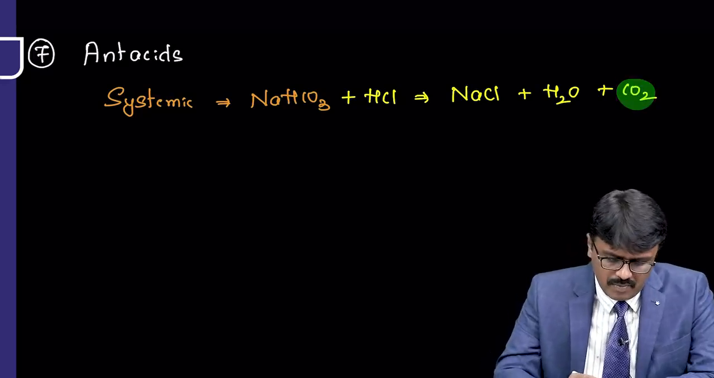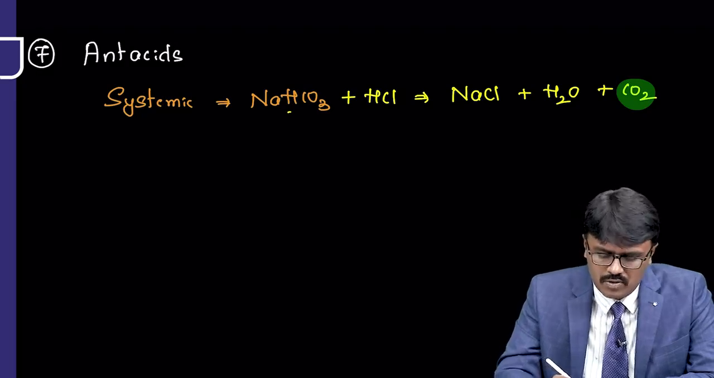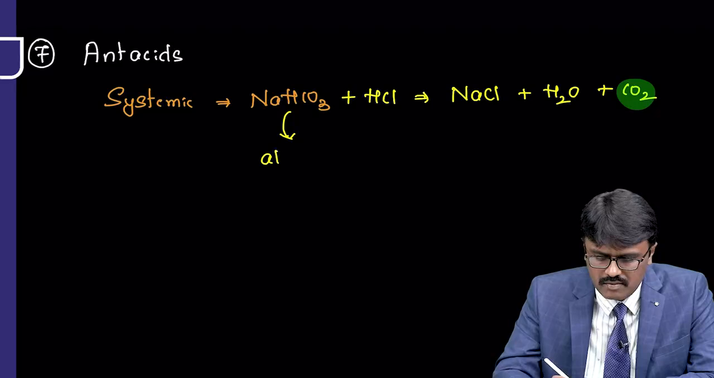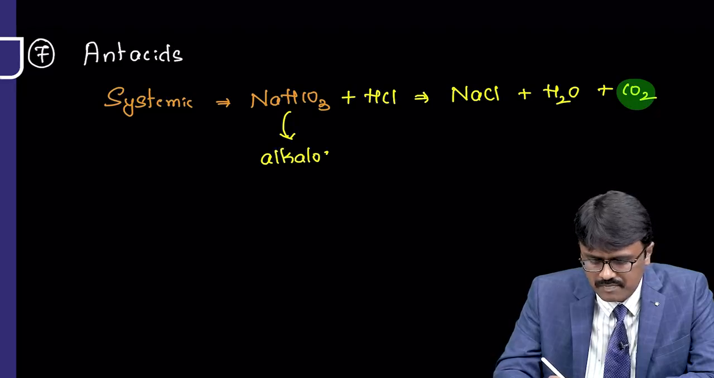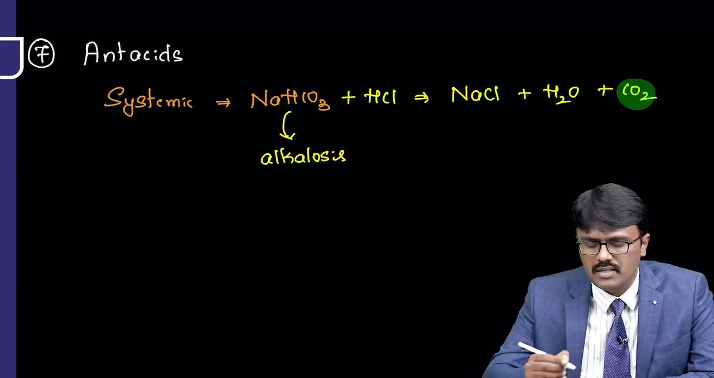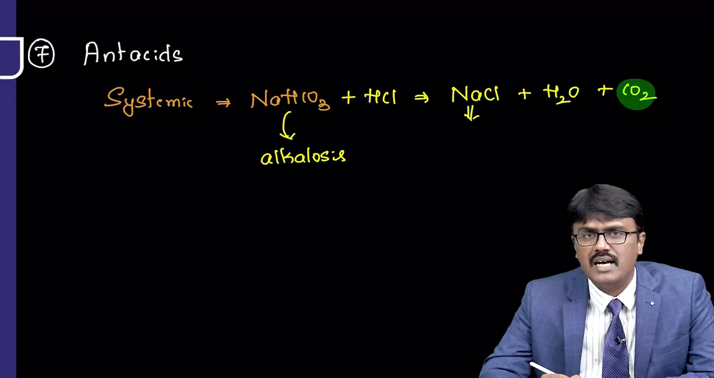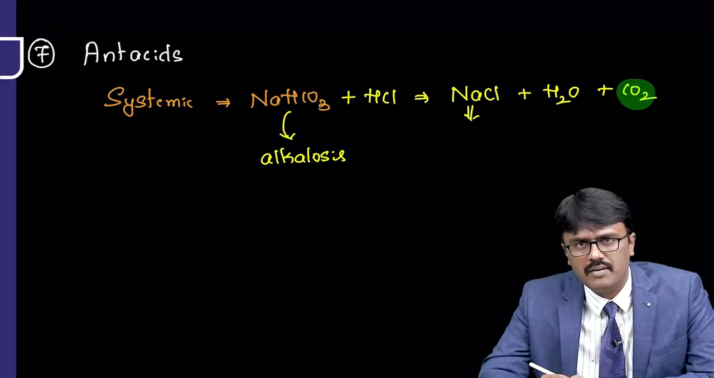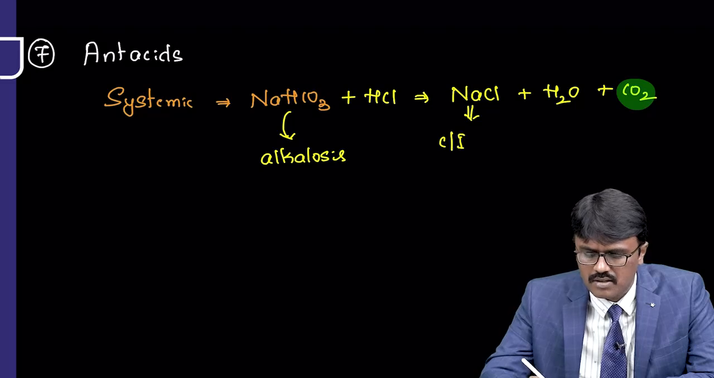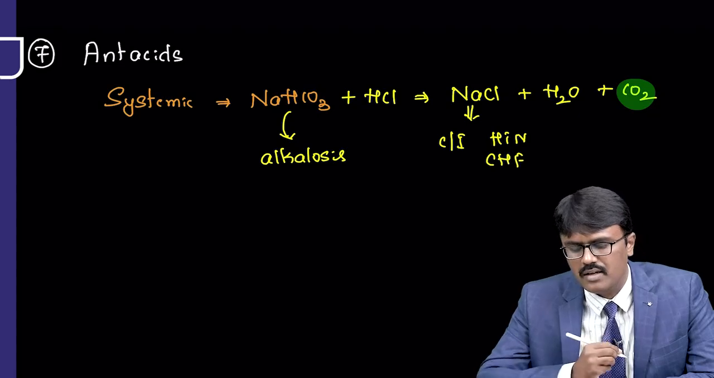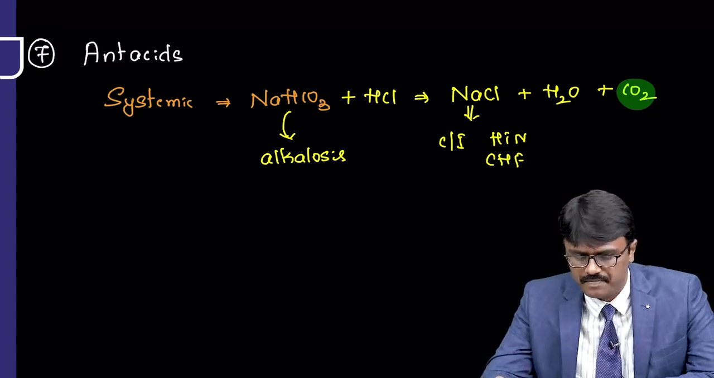But the problem with a systemic antacid is that when you give sodium bicarbonate, there is a chance of alkalosis to the patient. Since it is giving sodium and chloride, there is a chance of edema. So it is not used in a patient with hypertension or CHF because it will retain sodium and chloride.